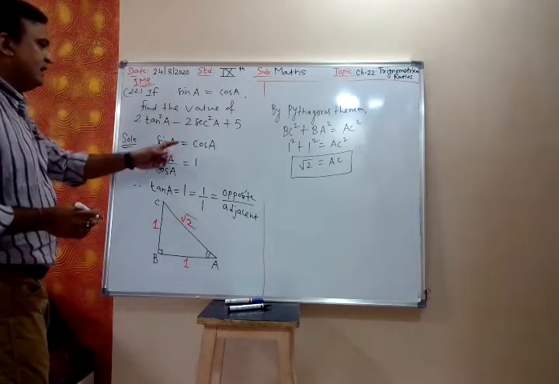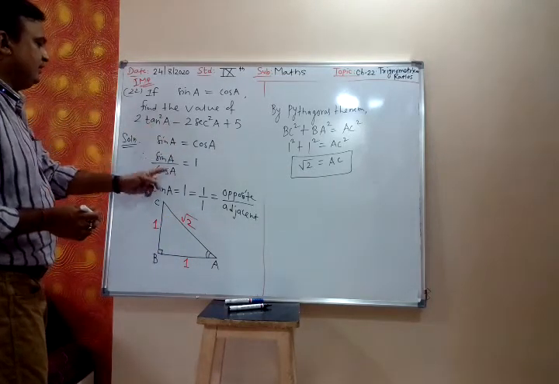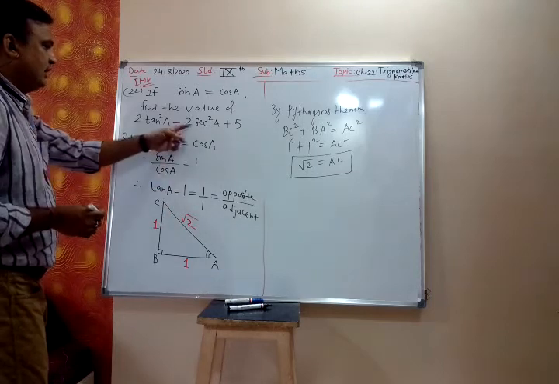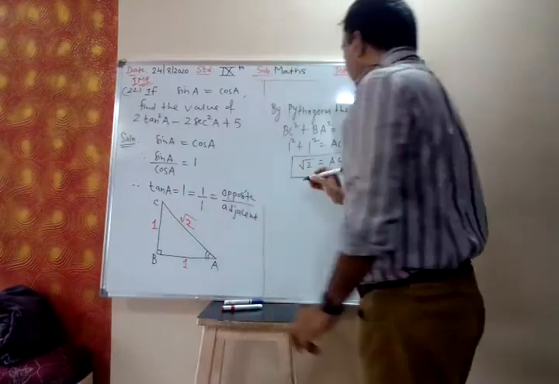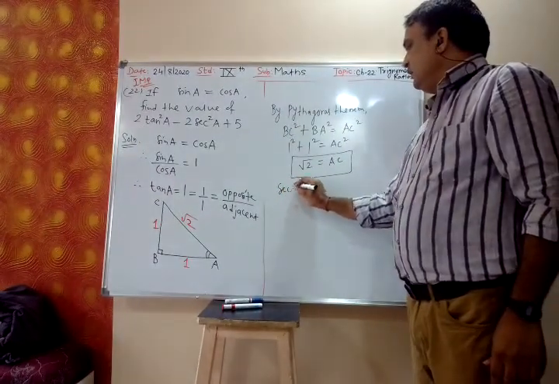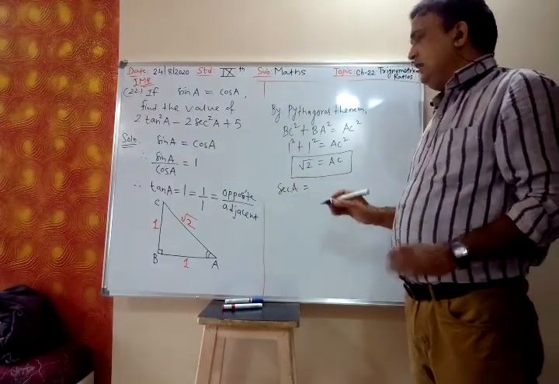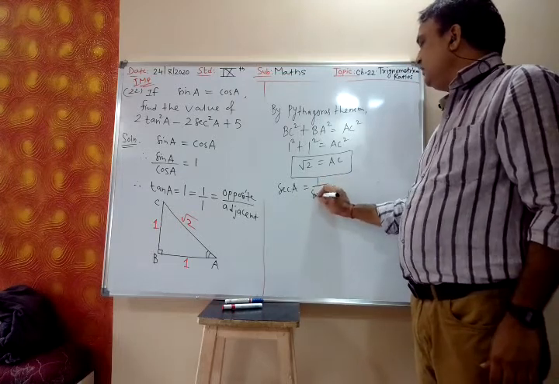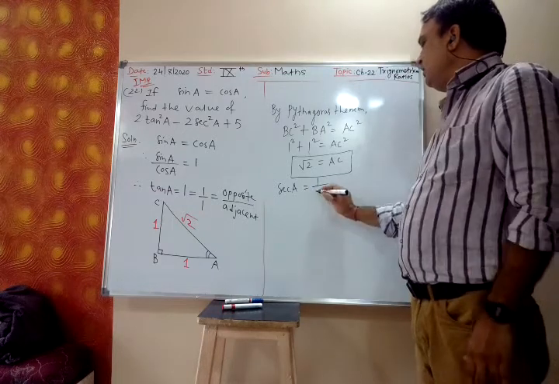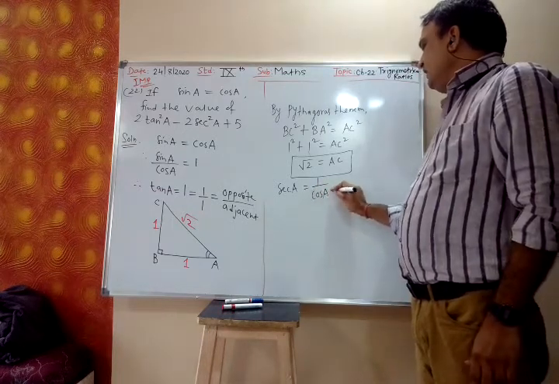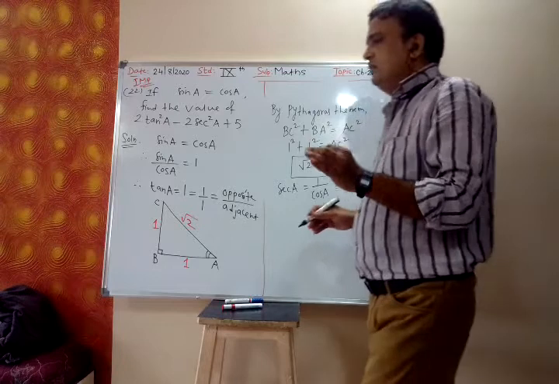Now in the question, tan A value we have. Tan A we know is 1. Now we want to find the value of sec A. Just remember, sec is reciprocal of cos.